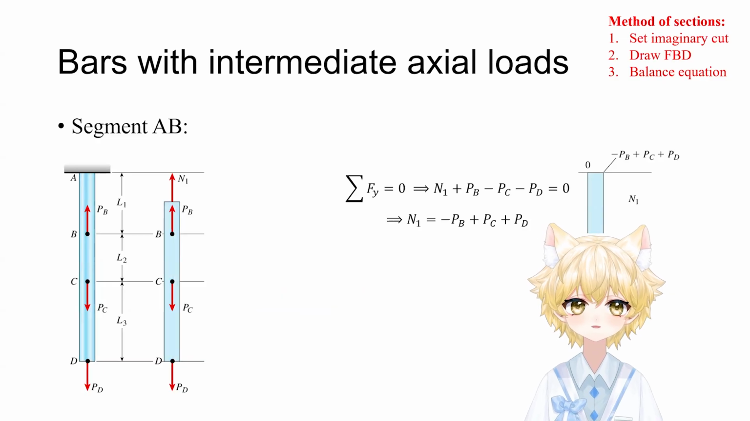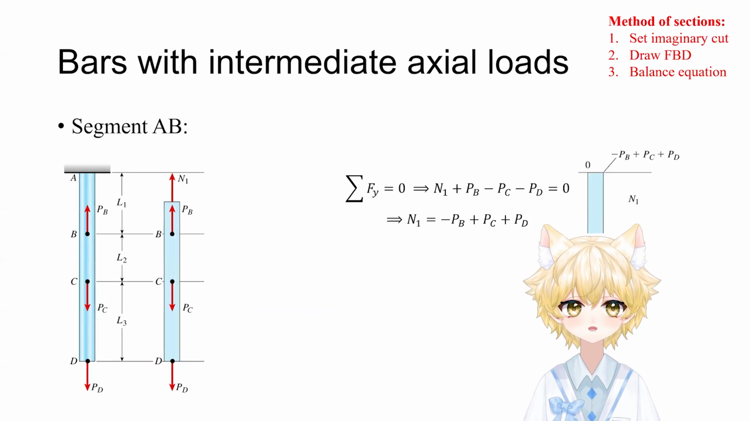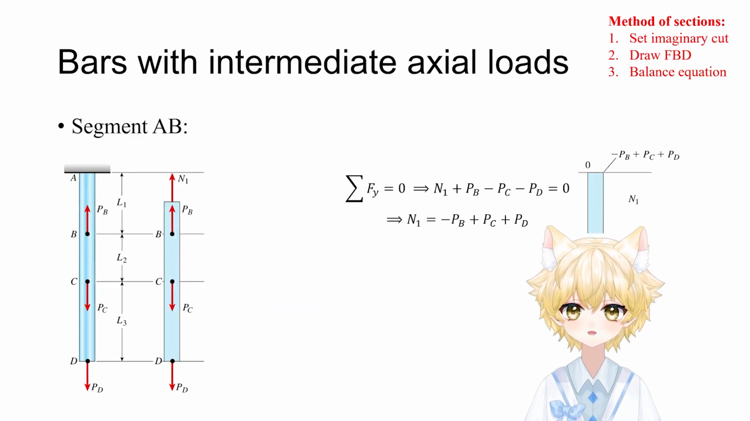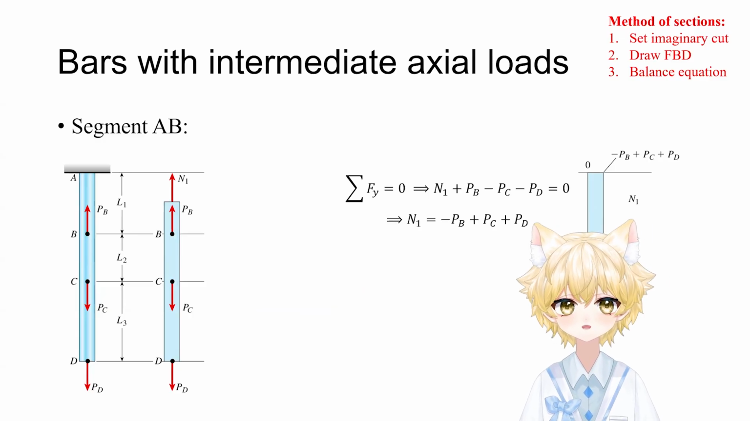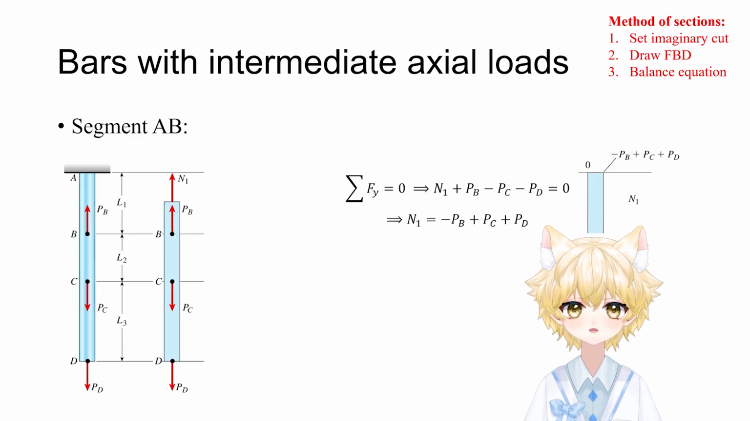Let's start from the top with segment AB. We make an imaginary cut anywhere between A and B because they are constant, right? There's no difference for the force balance equation. Now, remember what I told you about choosing the easier side, right?